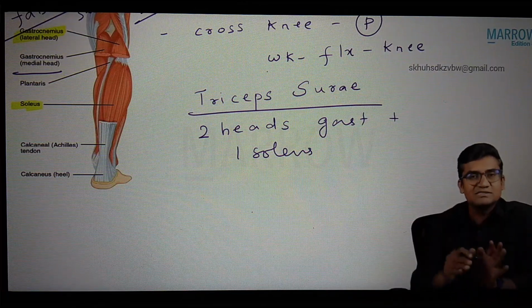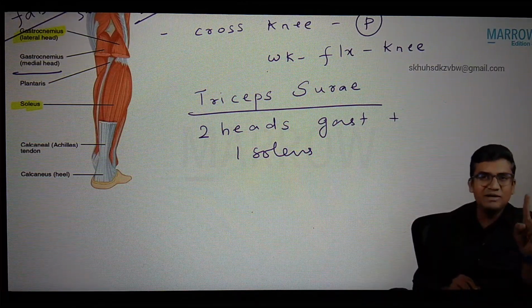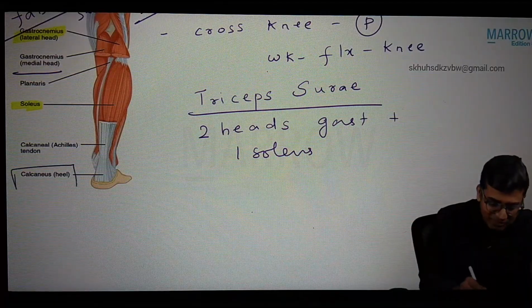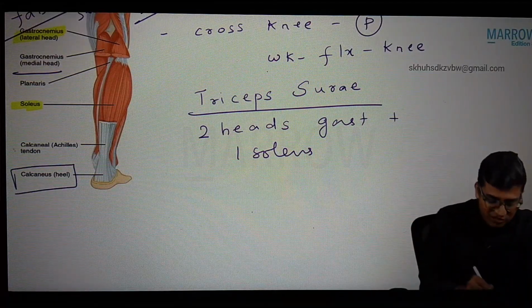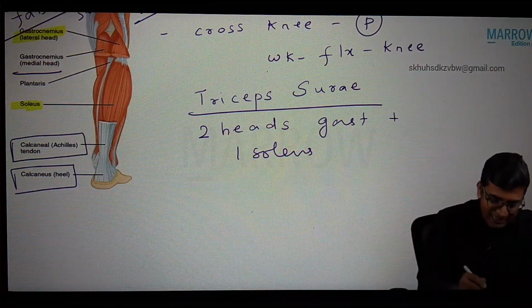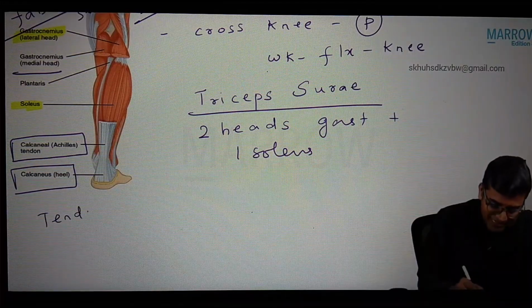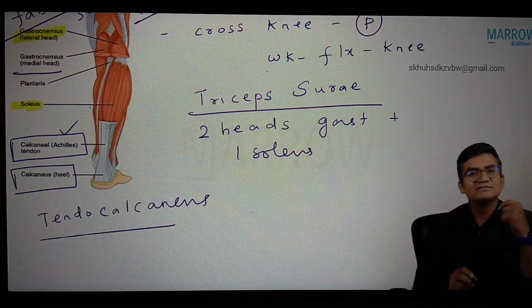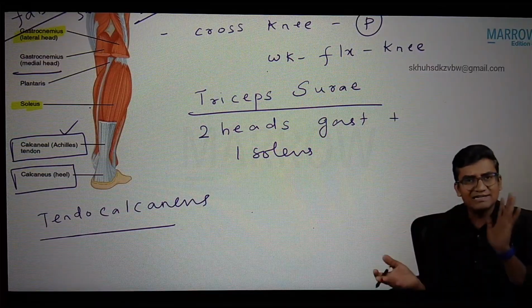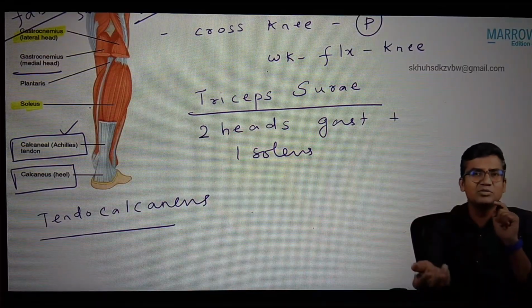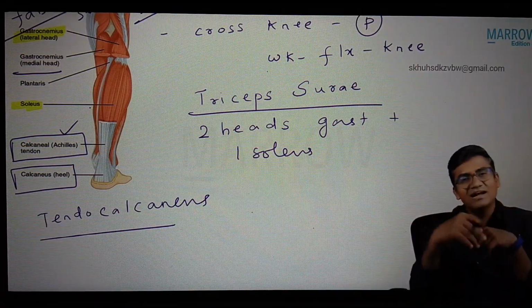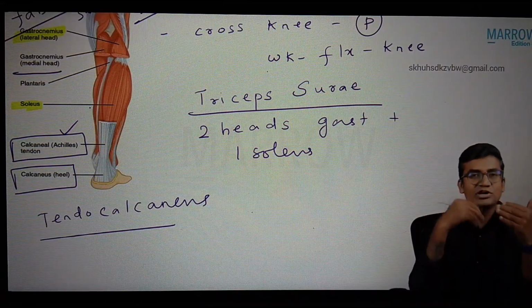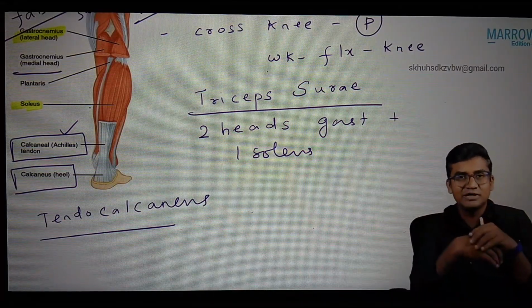Now these 3 muscles of triceps surae form one common tendon. The tendon is attaching to which bone? Calcaneum bone. So this tendon is called calcaneal tendon or tendocalcaneus or Achilles tendon. Same meaning. Tendocalcaneus, tendon attaching to calcaneum bone, calcaneal tendon or Achilles tendon. Clear?